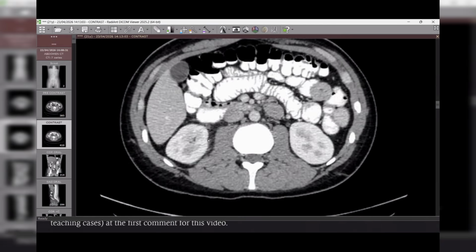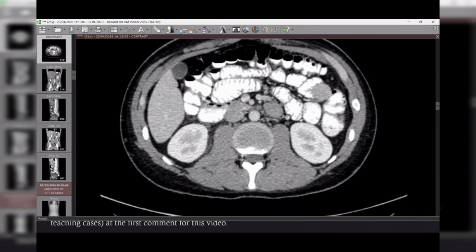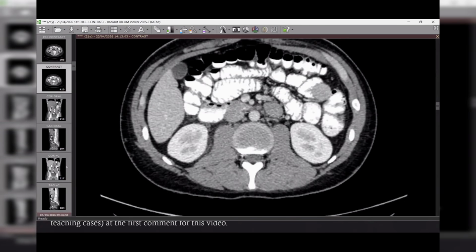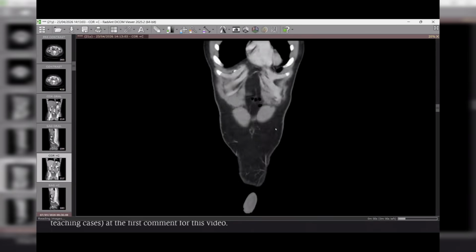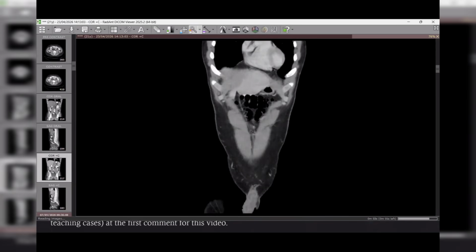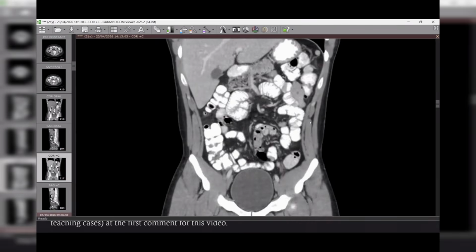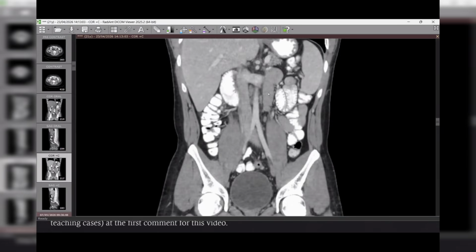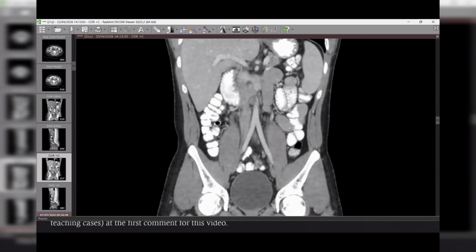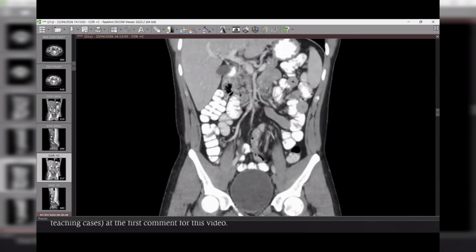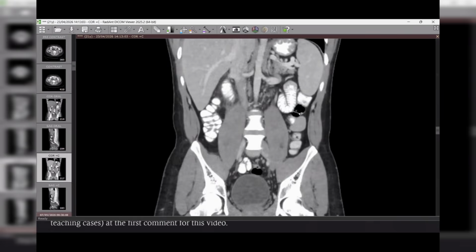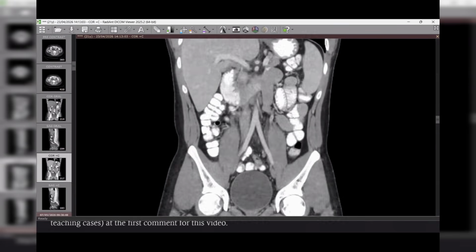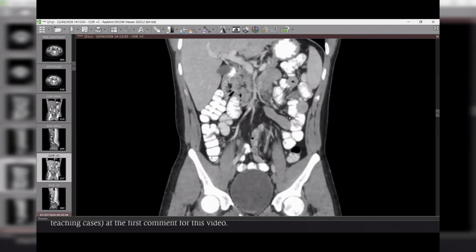Regarding this mass, to close this case, if we see the coronal plane, the mass beside the urinary bladder is not a mass, it's a pseudomass. It's non-opacified small bowel loops. It's continuous with the bowel loops, so it's not opacified. It can mislead you to think it's a mass, but it's not a mass.